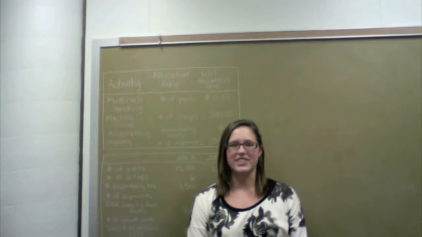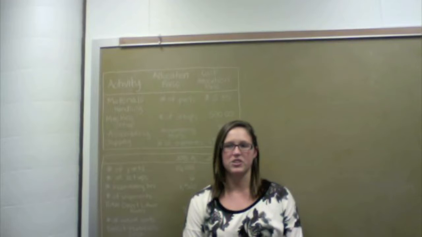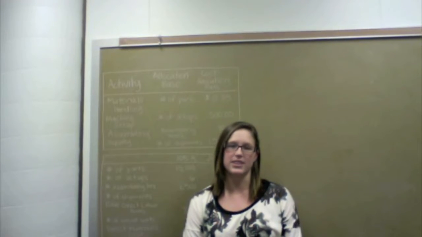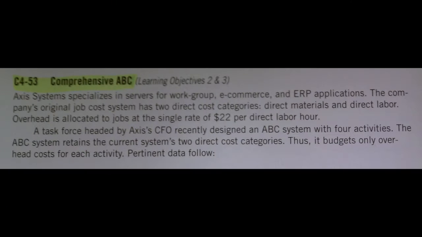We're doing problem C4-53 on page 230, and this deals with comparing the original costing method with the ABC accounting. Access Systems specializes in servers for work group, e-commerce, and ERP applications. The company's original job cost system has two direct cost categories, direct materials and direct labor. Overhead is allocated to jobs at the single rate of $22 per labor hour.